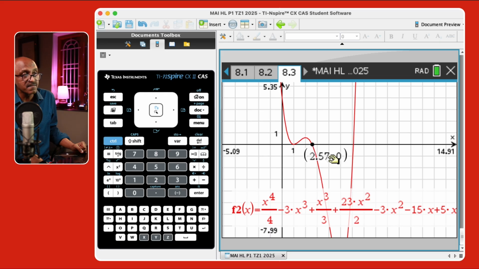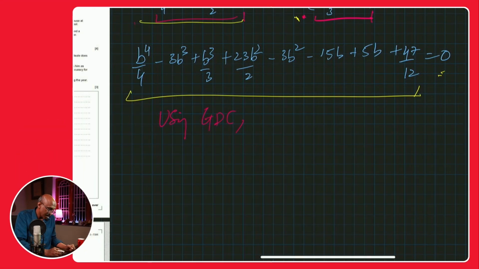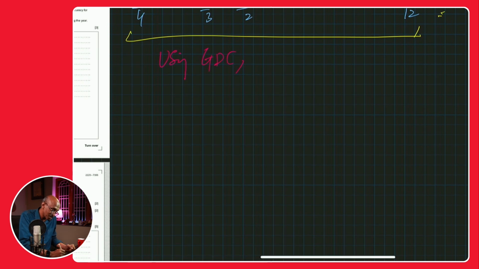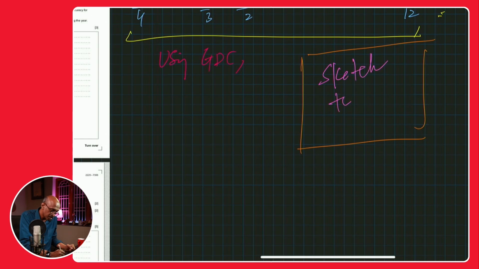That's 2.57. 2.57. And so we come back to our paper and say, using the GDC, and make sure that you sketch. I'm going to write that thing again. Sketch the graph. That counts for working. So using the GDC, it's clear that b must be equal to what? 2.57.